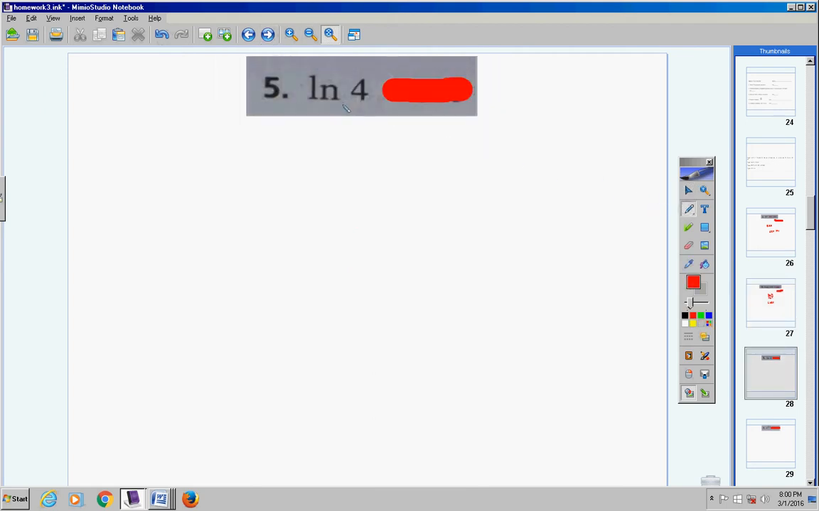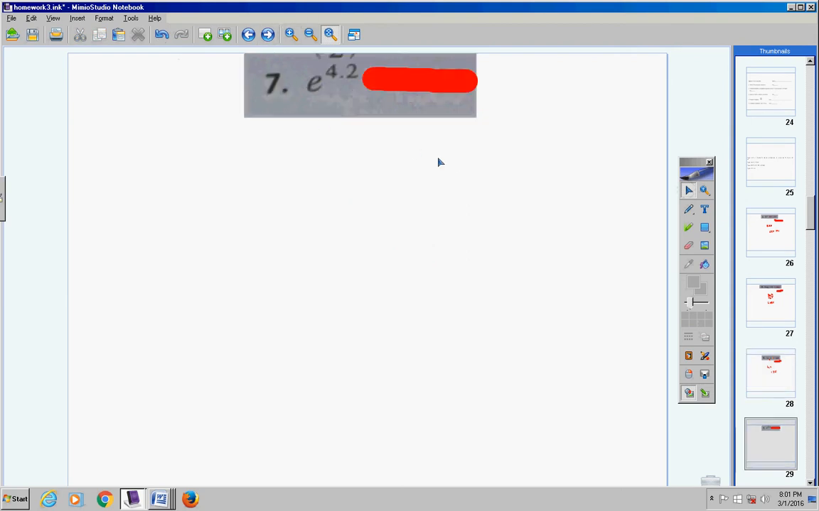Remember, this is a base e. Our calculator does this for us. So on your calculator, push the natural logarithm button, the LN button, and then 4, and then enter. And you will get 1.3862. Because of the 2, we leave the 6 alone. So our answer is 1.386.